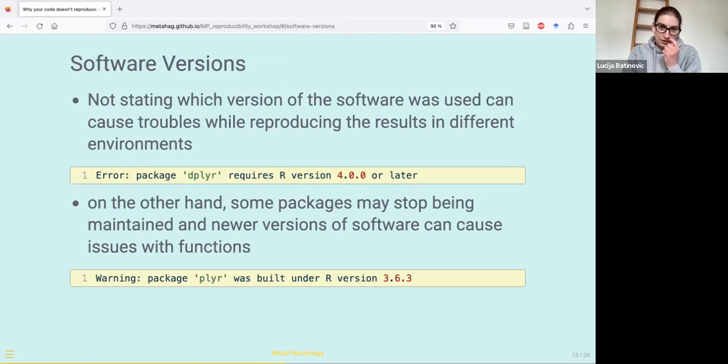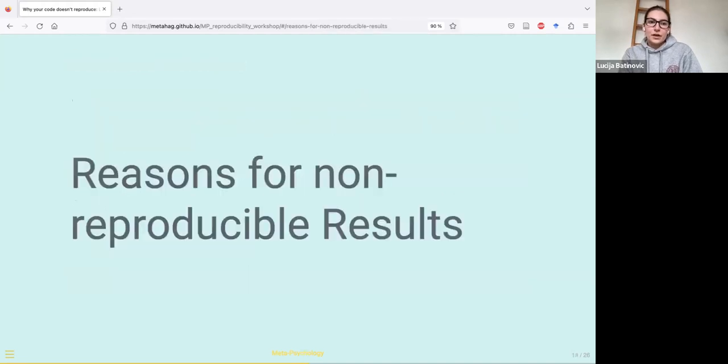And then we have the software versions. So it's either not stating which version of the software was used, and this causes troubles. So it's common that they have a different version than someone else has. And it's very hard to have people use containers to reproduce things, especially if they're not very confident in using coding. And also, on the other hand, some packages may stop working or being maintained, especially if they're rarely used and not commonly maintained packages. And those are the most common reasons for code not working.